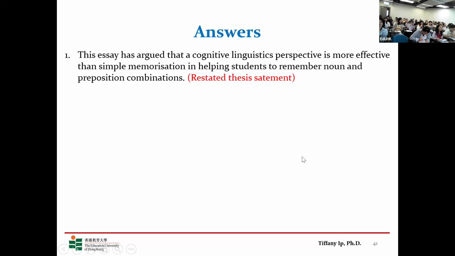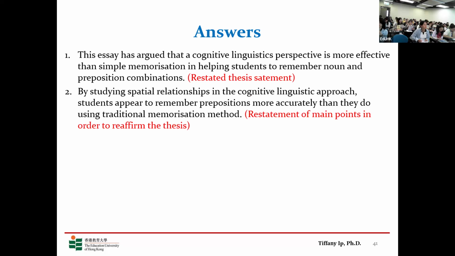So this is the restated thesis statement. Instead of saying "argues", it's nice to change it to the perfect tense, because you have finished the whole paper: "has argued that". This is the author's view, that a cognitive linguistic perspective is more effective. So this is the stance of the writer. And the next one, moving up: by studying spatial relationships, students appear to remember prepositions more accurately. It's explaining why the cognitive linguistic perspective is the one the author thinks would be better.